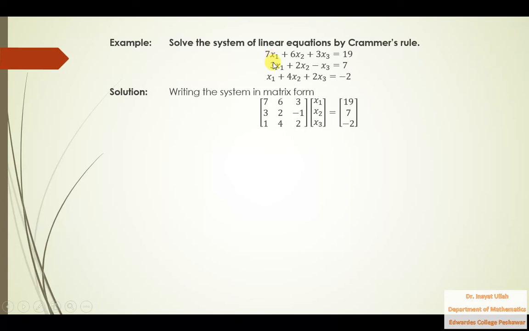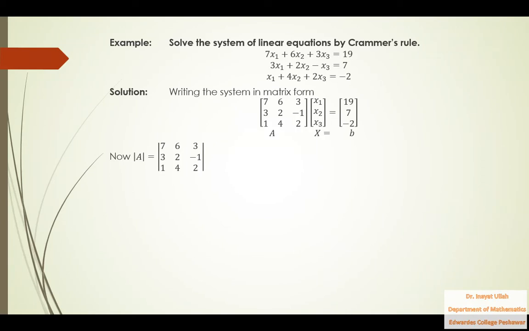Writing these coefficients in the matrix: 7, 3, 1, and again 6, 2, 4, 1, 3, minus 1, 2, and x1, x2, x3, and obviously the right-hand side. So this system is in the form Ax = b. Now first of all, we need to find the determinant of the A matrix.